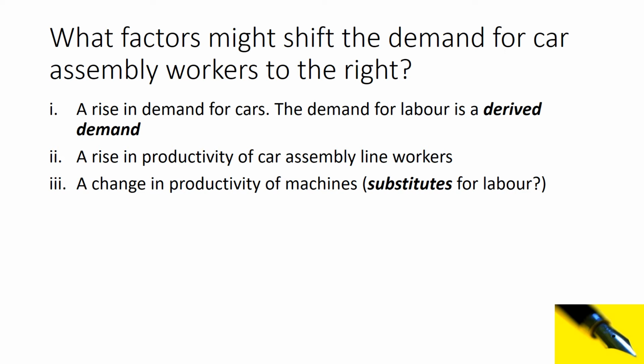And so if productivity of machines falls for any reason, or if machines become perhaps unreliable or something like that, then it's possible that demand for car assembly line workers could shift to the right. On the other hand, if there is any development in technology which raises the productivity of existing labour, that could also shift demand for car assembly line workers to the right.